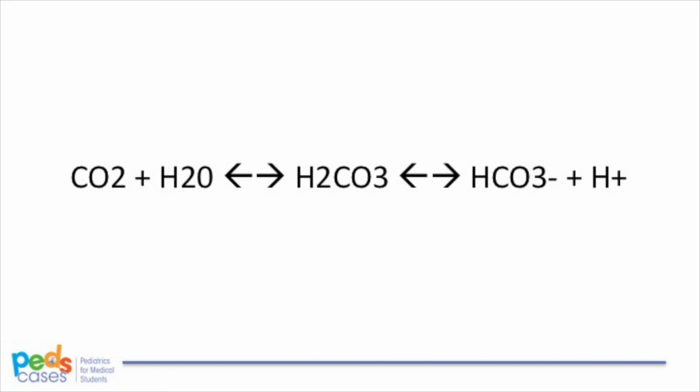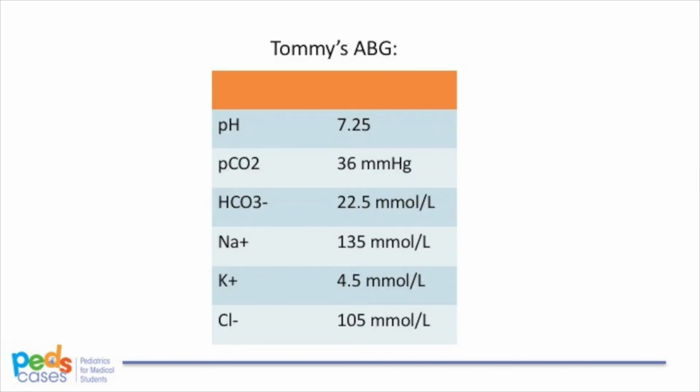Now that we've reviewed the basics, let's have a look at Tommy's blood gas. The pH is 7.25. The partial pressure of carbon dioxide is 36 millimeters of mercury. The bicarb is 22.5 millimoles per liter. The sodium level is 135 millimoles per liter. The potassium level is 4.5 millimoles per liter, and the chloride level is 105 millimoles per liter.